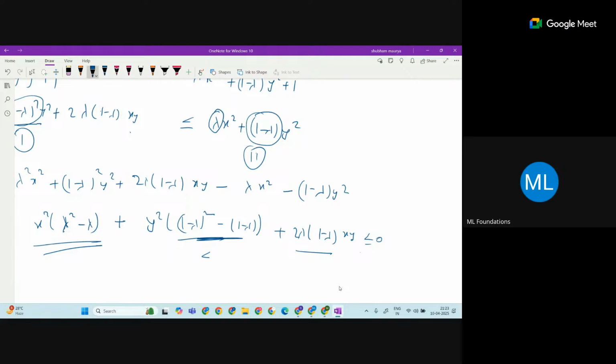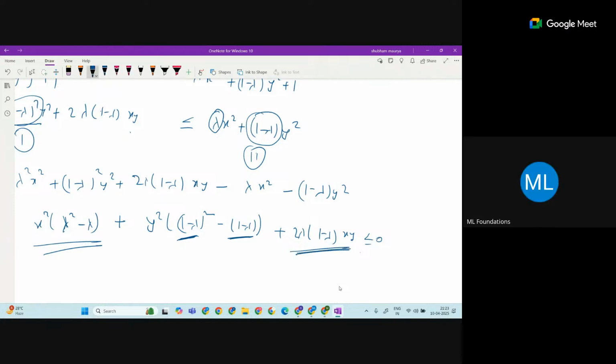What about this portion? Will this be negative? How is the second one negative? 1 is positive, 1 minus lambda is negative. Yes, because these numbers are between 0 and 1, so if you square it, the number is lesser in comparison to this one. After squaring, it will be lesser, so it is negative.